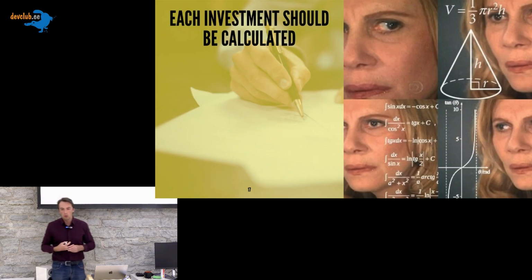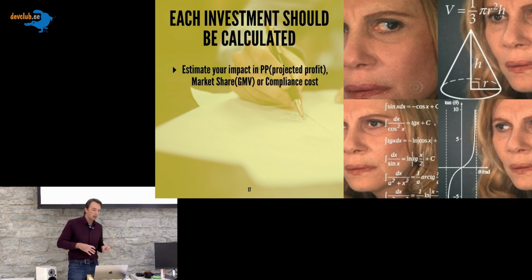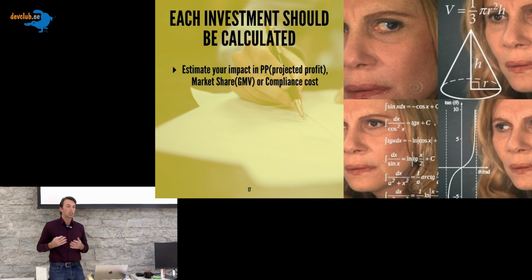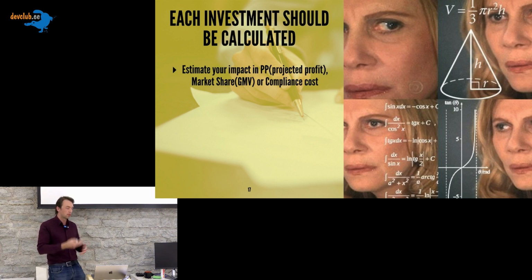Okay, so lesson 1 is that whatever you do, you need to actually calculate why you're doing this in the first place. What impact it will have, either in the costs or in future profit or in other terms, right? So basically you estimate this impact in projected profit or market share, like percentage of GMV, or a compliance cost. For example, you need to implement the invoices properly, otherwise the authorities will come to you and will fine you €300 per invoice, which is 10 times fold the price of the right, okay?